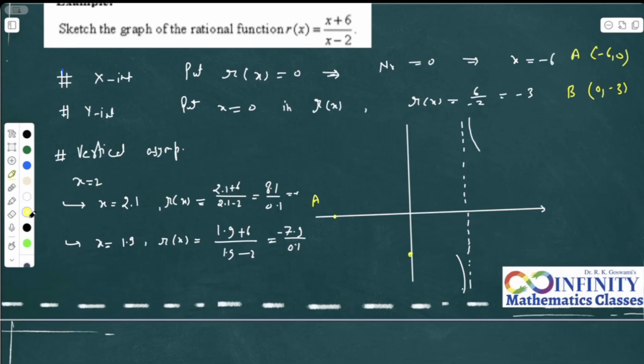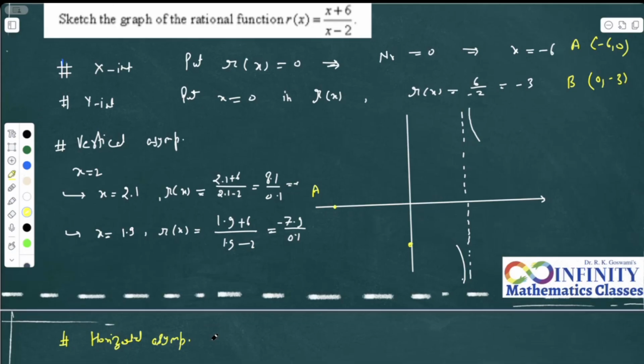Next step. Please help me in finding the horizontal asymptote. Would it be y equals 1? Okay, y equals 1. So what you have done is taken the limit as x tends to infinity, plus or minus, of R(x). Am I right? So you are telling me x tends to plus or minus infinity.